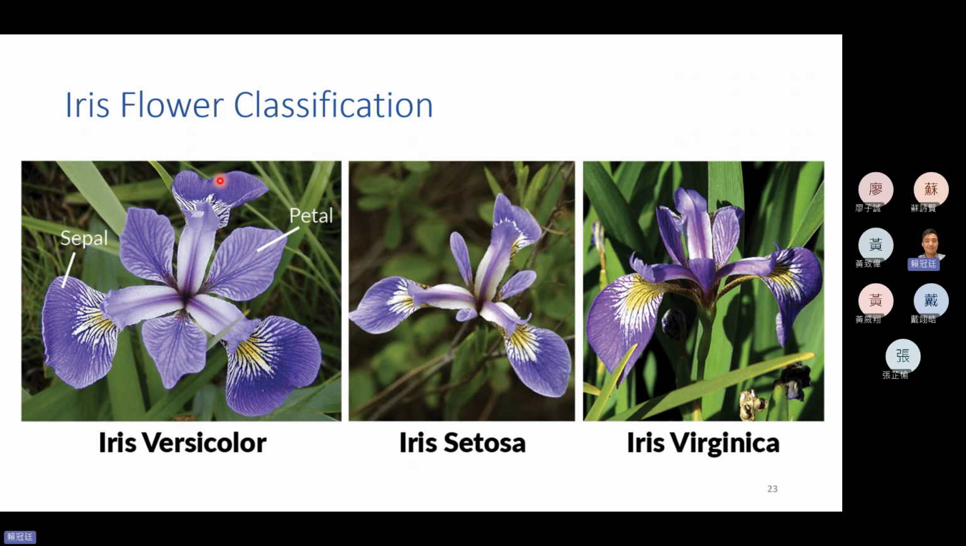So first, we want to select some characteristics of the flower to classify their difference. One of the features may be color, but the color is not reliable. So in this data set, we select 2 features: the length and the width of the sepal and the petal. Sepal and the petal, right? Okay.